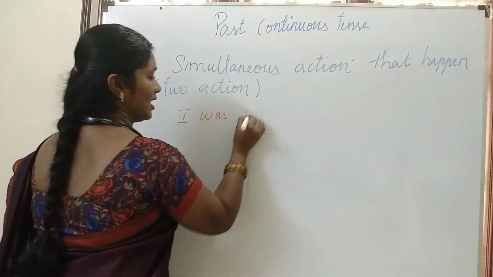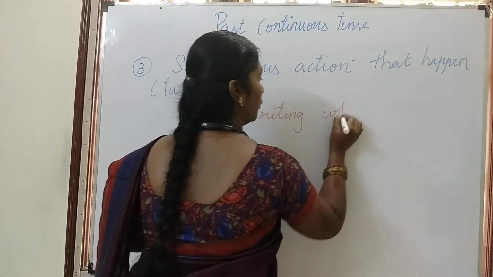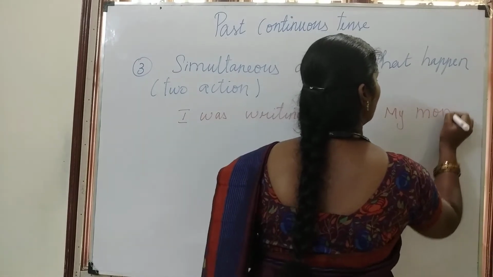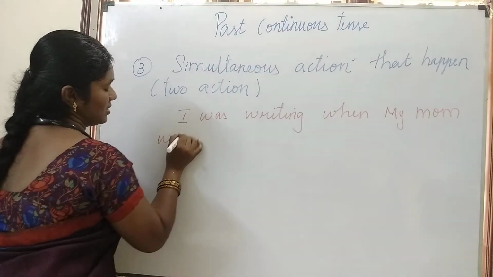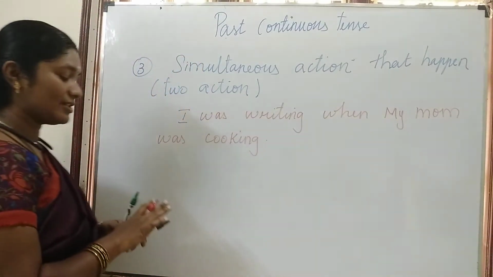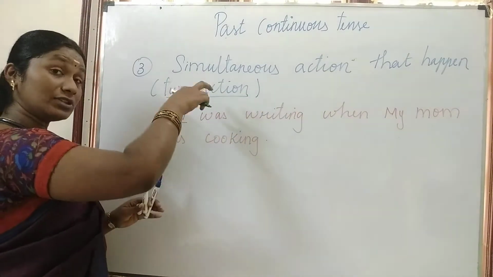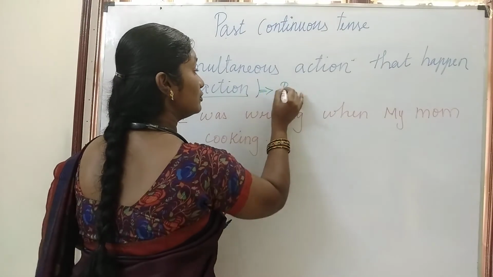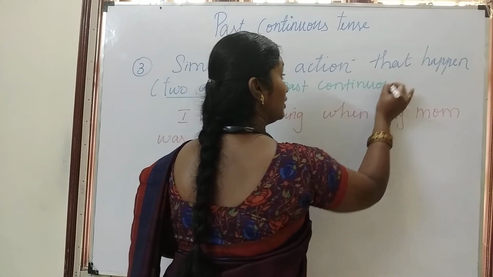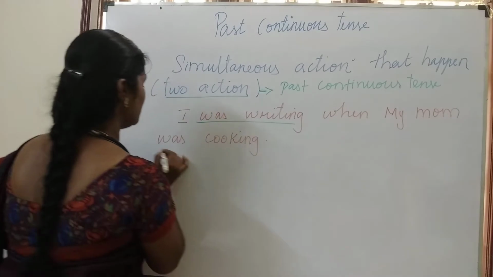I was writing when my mom was cooking. So simultaneous means it is always to point out two actions. To point out two simultaneous actions, we have to use only the past continuous tense.